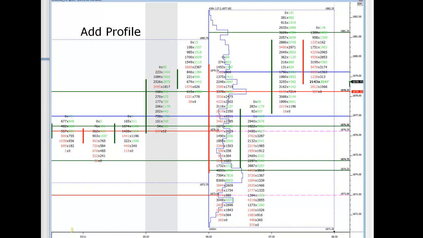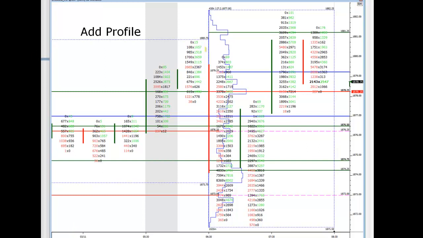We're going to begin now by adding our volume profile tool to our footprint chart. So all of a sudden now we've added another dimension, and we're going to begin to see how this will help us make sense of this footprint tool.